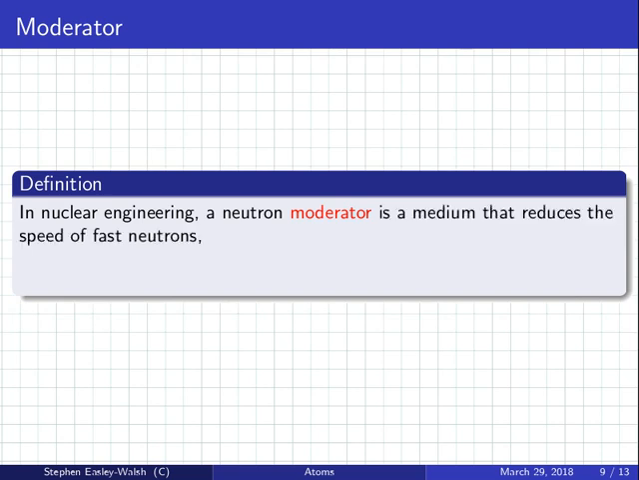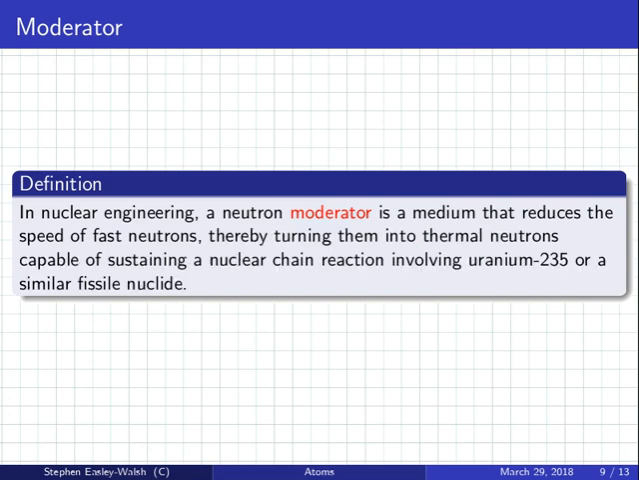A moderator is a material that reduces the speed of the neutrons, and it slows down the process. So it's basically, let me see, do you do something in chemistry called a catalyst and an inhibitor? Do you do catalyst? Yeah. What's the opposite of a catalyst? You don't do an opposite of a catalyst?